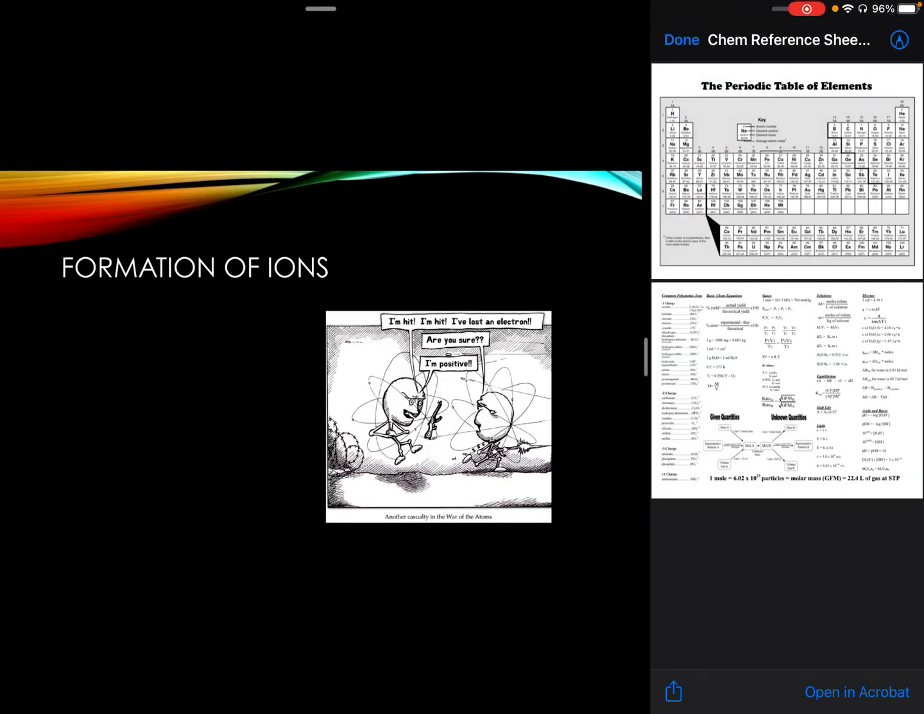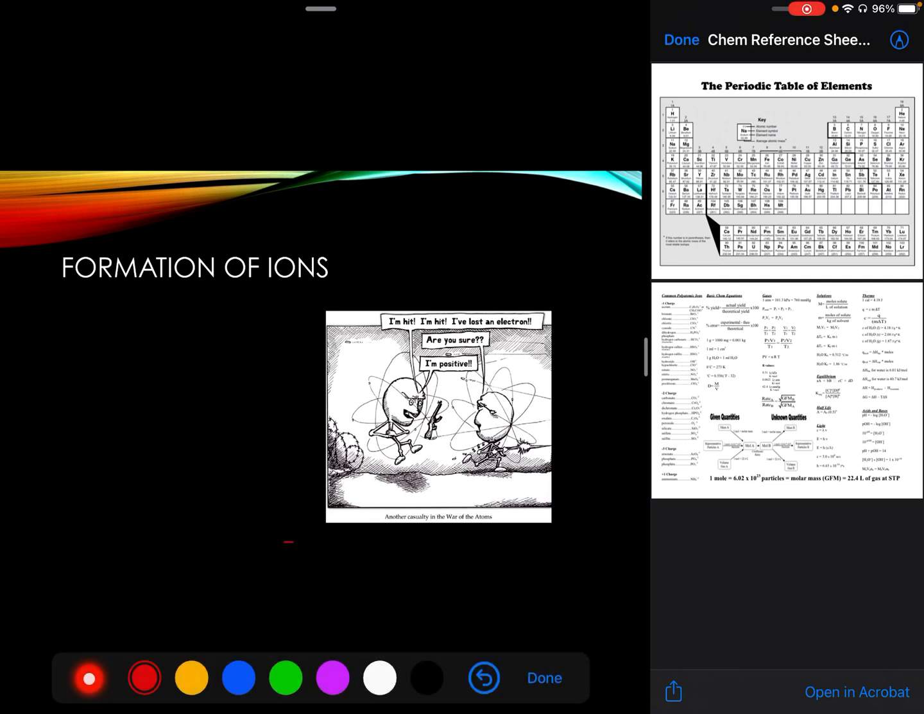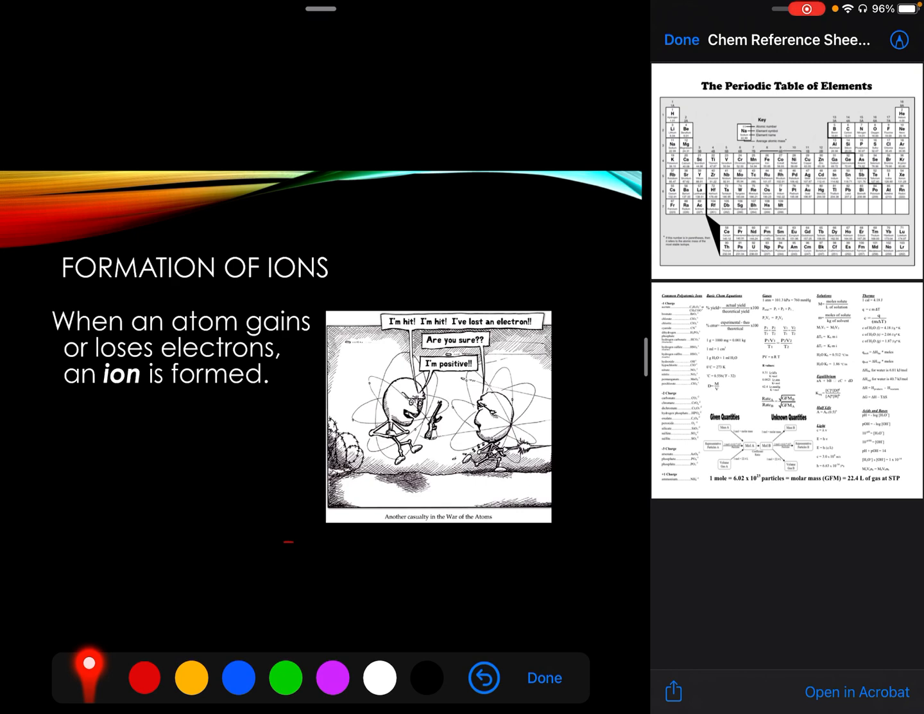So I want to take a look here today. We're going to be talking about something called ions. Ions happen when an atom gains or loses electrons. So far, we've been talking about neutral atoms, atoms that do not have a charge. They have the same number of electrons as they do protons. Well, now we're going to say that the atom can gain or lose electrons.